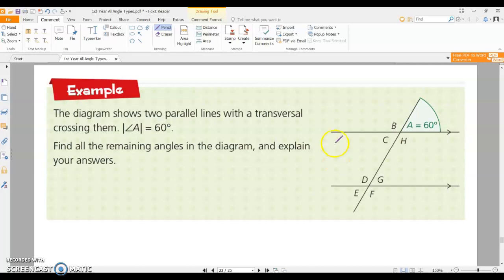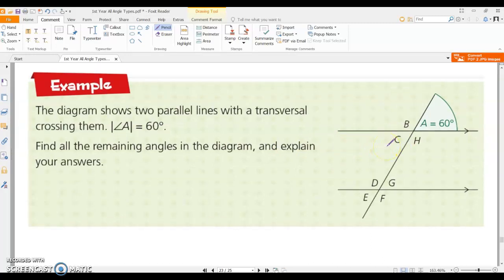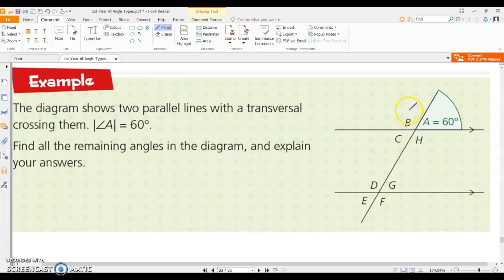All right, so let's just run through this one. So we'll do them in order. So angle B, how big is that? It's 120. Why is it 120? Because it is supplementary with the angle A. All right. Next one then. Angle C, how big is that? It is 60. Why is it 60? Well, you could give 2 different reasons. It's vertically opposite A, or it is supplementary with B.